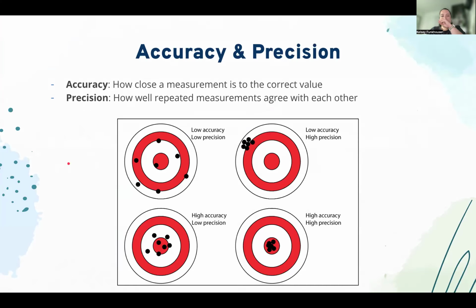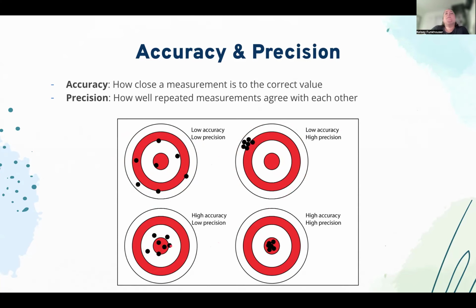So I was saying precise and precision, but let me actually define accuracy and precision. Accuracy is how close your measurement is to the correct value, and precision is how well repeated measurements agree with each other. So in this first example here, we have these points scattered all over the board. That's low accuracy and low precision. In this one, all of our points are really close together, but they're really far from the target, which is the middle. So low accuracy, but high precision.